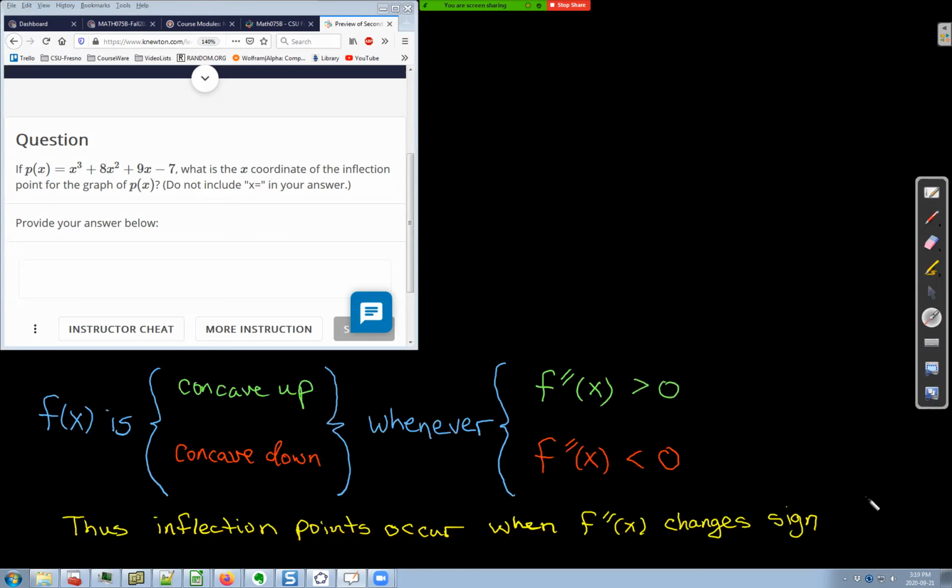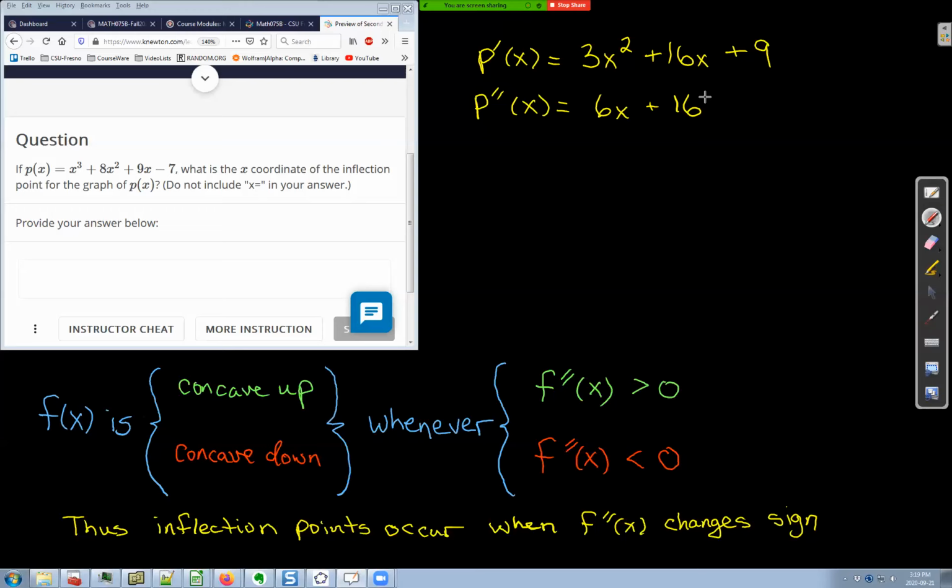So what we need to do is figure out where the second derivative changes sign. Well, let's find the second derivative. So p prime of x is equal to 3x squared plus 16x plus 9, and then p double prime, the second derivative, is going to be 6x plus 16.